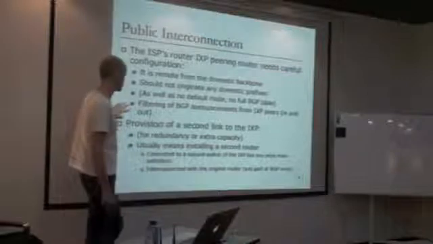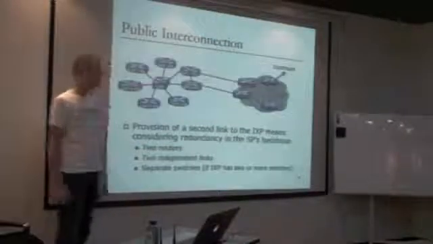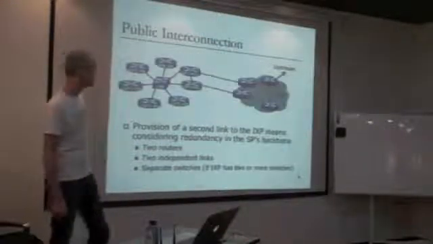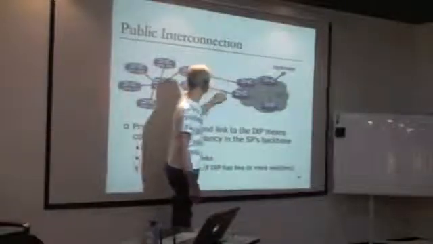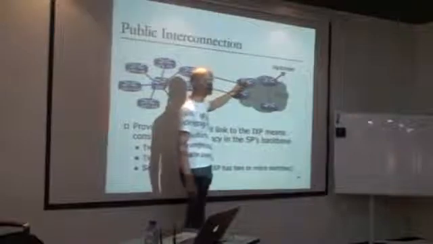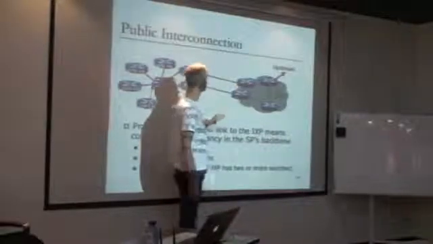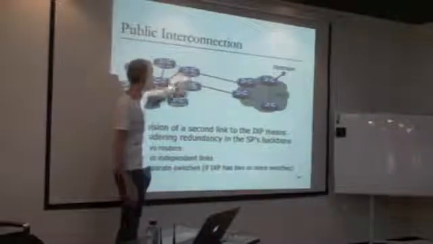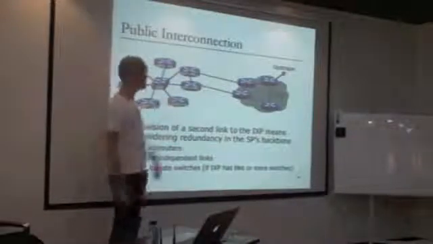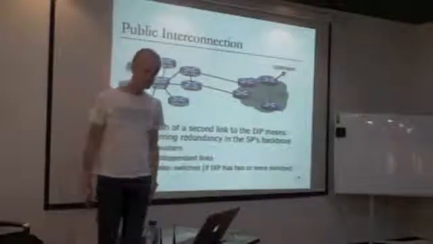Don't forget to filter. If you have a second link to the exchange point, do it something like this. Put a second router in, second circuit, going from a different place in your backbone. That way you get redundancy into the exchange point, and both these routers can then peer with the ISPs at the exchange.